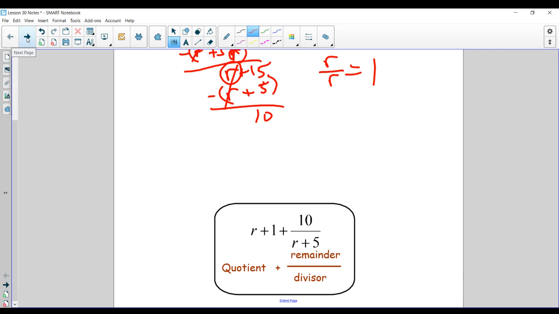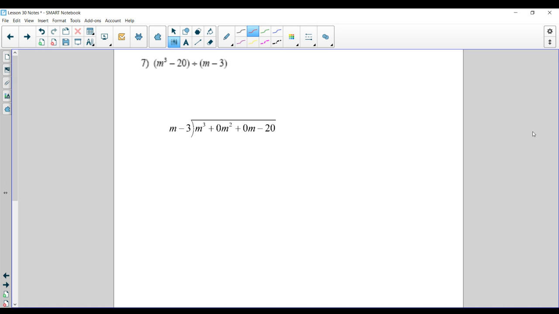Let me show you one more example. So m to the third minus 20 divided by m minus 3. One thing that we didn't talk about in the previous problem because it wasn't an issue is, what if you have missing pieces? Meaning, when you work your way down in a polynomial, typically we go from, say, x to the fourth down to x to the third, down to x squared, and so on until you get to your number at the end. Well, what if one or more of those is missing? So if I go from m to the third down to my negative 20, I don't have an m squared and I don't have an m. And for your long division, you want to put placeholders in for those spots. So I put zeros in. So 0m squared and 0m.